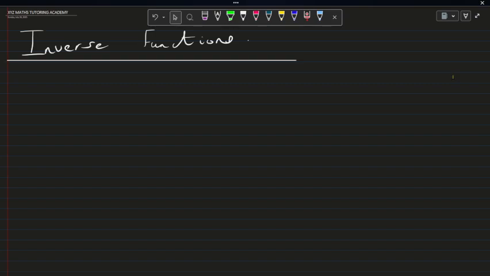Okay, so today we are looking at inverse functions. So what is an inverse function? Let's consider a graph. y is x plus 2. We did sketch this graph in the previous session, so let's just do it quickly.